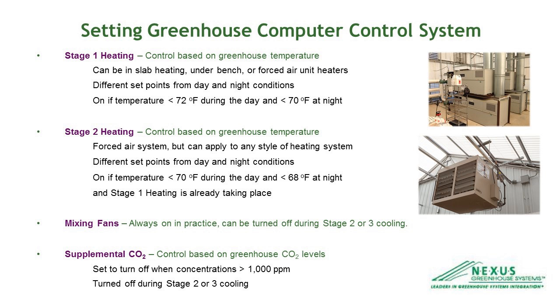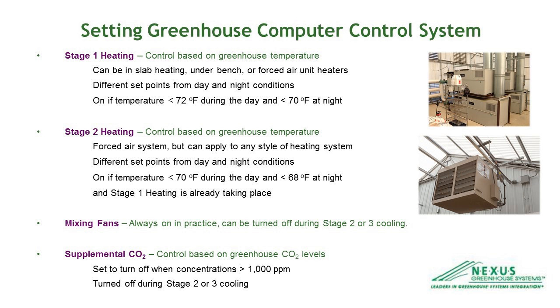Typically, stage 1 heating turns on whenever the daytime temperature is less than, for example, 72 degrees, and whenever the nighttime temperature is less than, for example, 70 degrees. You don't want that temperature to be set too low because, as we mentioned, you don't want condensation to occur in places in the greenhouse.